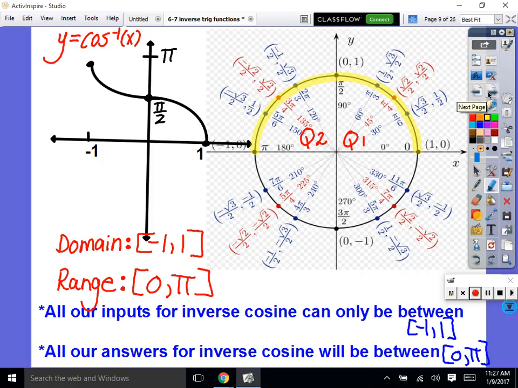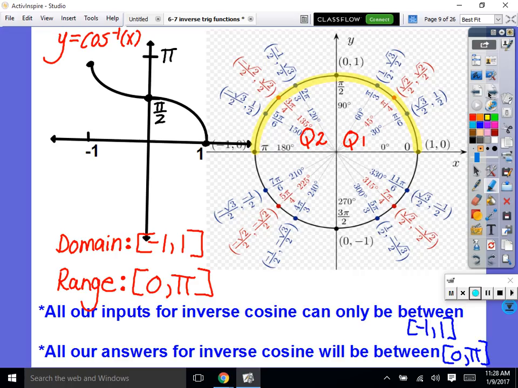Our domain for cosine inverse is from negative 1 to 1, just like with sine inverse. So we can only input values between negative 1 and 1. Then we get something out. That's our y-axis. And all of our answers for cosine inverse are going to be from 0 up to pi. So this time, all of our answers are going to be in quadrant 1 and 2, and only those. Notice sine was up here and down here, quadrant 1 and negative quadrant 1, but cosine's the top half. So sine's the right half, cosine's the top half.